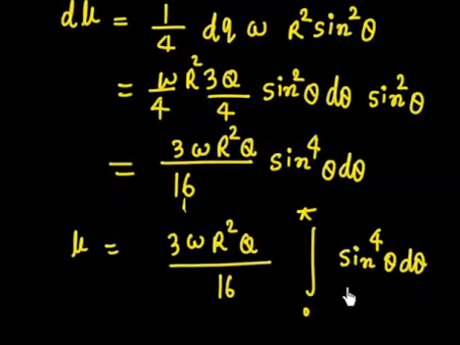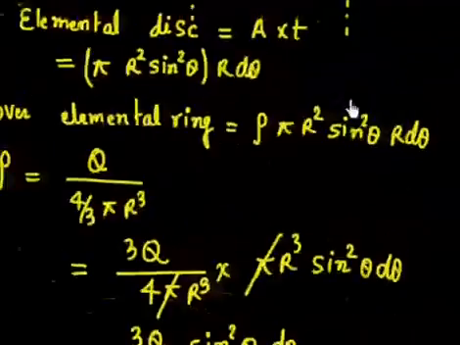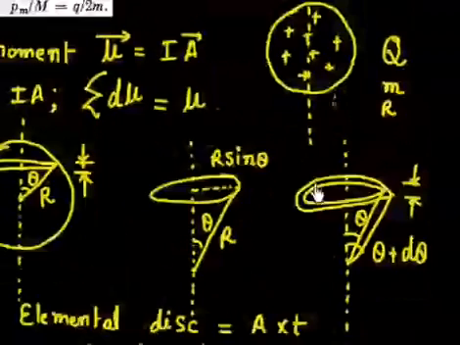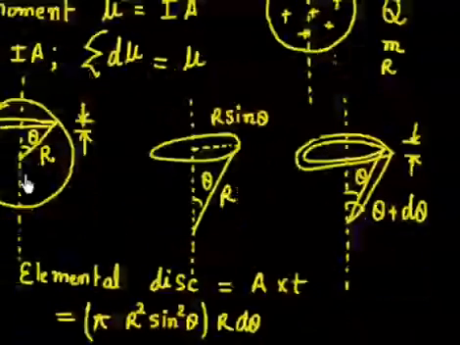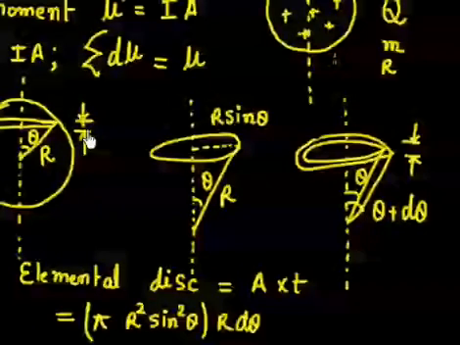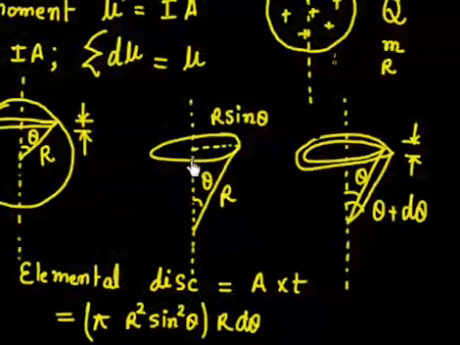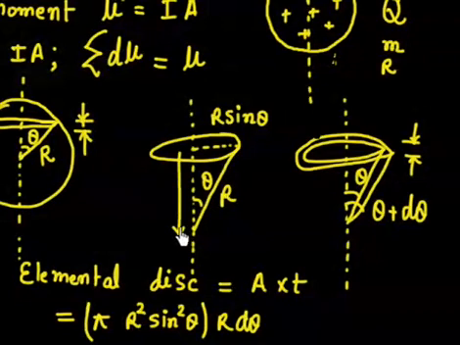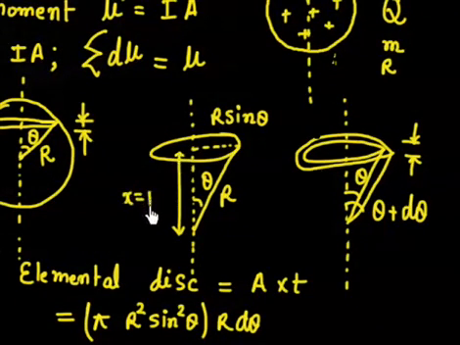If you see, I have made one mistake. Can you tell me where I have made one mistake? The mistake I have made is in taking the thickness of this ring disc. This disc thickness is not r d theta. If you see, this length is r sin theta. What is this length? This length is r cos theta. So let us say this length is x and this is basically r cos theta.